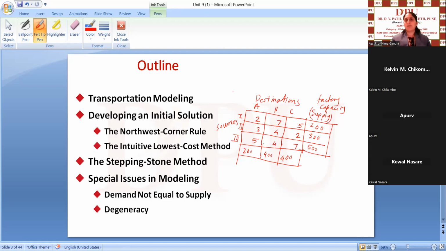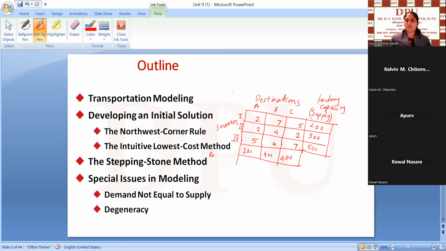So the example is available in this kind, like they give you the destinations, they give you the sources, and you have to allocate the sources to the destinations in such a way that you can do the transportation from sources to destinations with the minimum cost. Other information available is the factory capacity at different sources they give you, and the requirements.